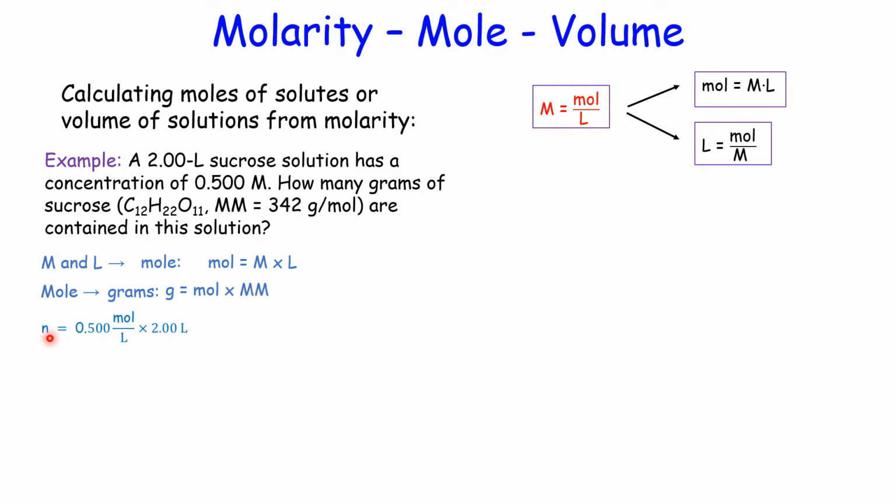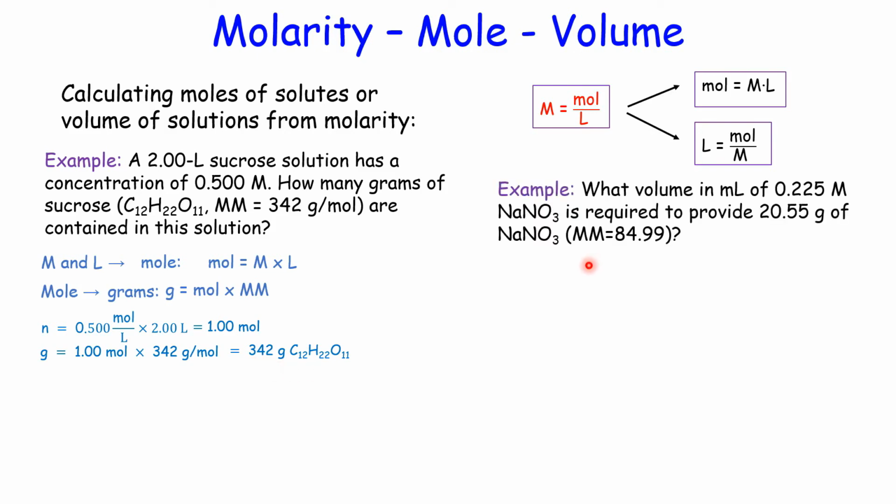First, find out the number of moles. We start from molarity and then multiply by the volume, that's 2 liters. Then we have 1 mole. And now we convert from moles to grams. Then we have to place mole on the bottom and then grams on top. That should give us 342 grams of sucrose.